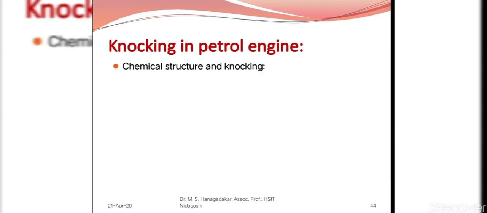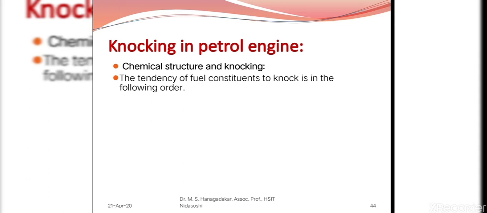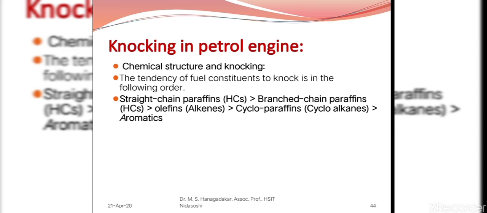So now, the quality of the petrol depends upon its chemical structure. Hence knocking is also dependent on the chemical structure of the hydrocarbons present in the petrol. The tendency of fuel constituents to knock is directly related to the following order.